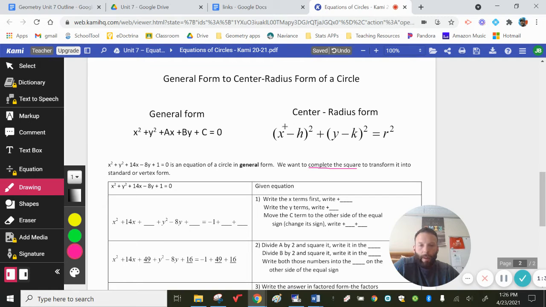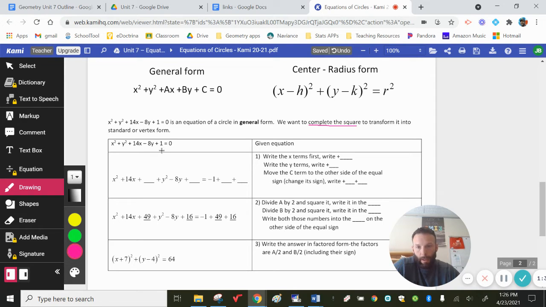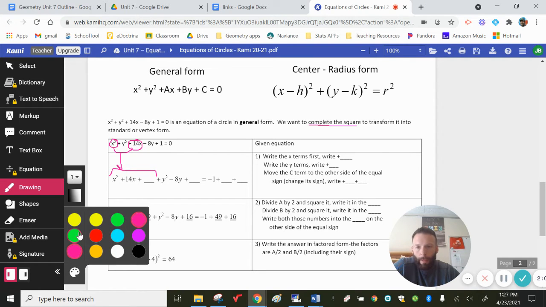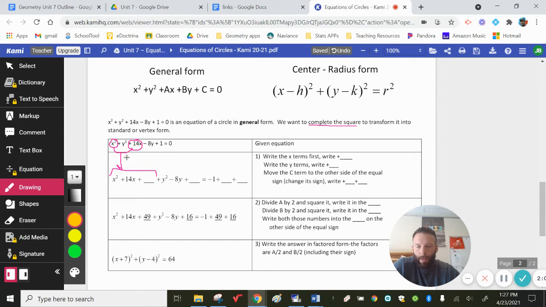And so I have this written out step by step, how we're going to do this. So here's the first thing: we would just write the given equation. And then my next step is I'm going to rearrange this equation. First, we're going to write all the x terms. So the x terms are the x squared and the 14x. I put both of those two terms together and brought them here as the first portion of this equation. And then we're going to write the y terms with a plus blank.